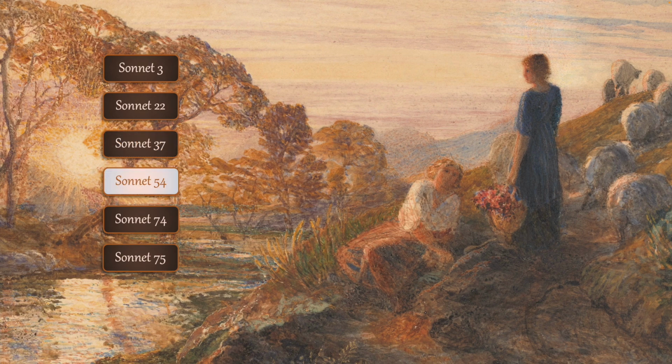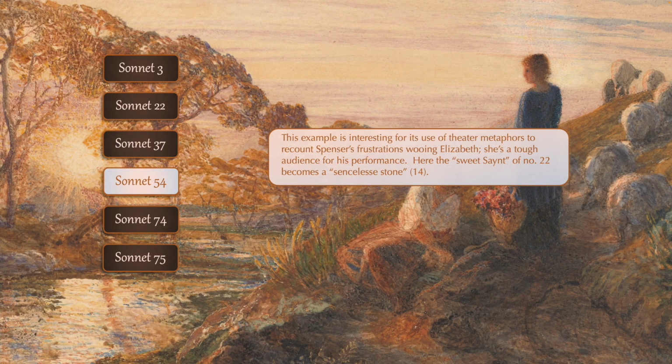Sonnet 54. This example is interesting, I think, for its use of theater metaphors. The 1590s when this was published, Shakespeare is just beginning to make a name for himself with his history plays. And Spenser uses theater metaphors in this sonnet to recount his frustrations wooing Elizabeth. She's a tough audience for his performances. And in this poem, the sweet saint of sonnet number 22 becomes a senseless stone. And that's the last line of the sonnet.